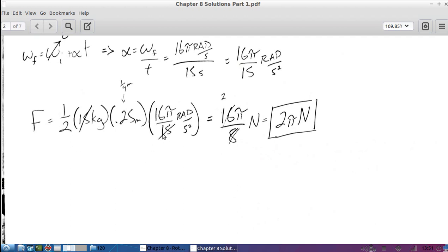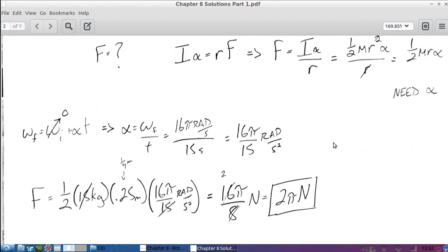It's kind of a made-up problem. I like to make up problems with nice numbers. The 15s cancel out. I've got 16 pi divided by 4. There's also this 1/2 here, right? So I've got 1/2 times 1/4 times 16 pi. So I've got an 8 in the denominator, and 16 over 8 is 2. So 2 pi newtons. Like I said, the problem was made up to have nice numbers. So if you have pi in a force, it's okay, right? So it's 2 pi newtons.